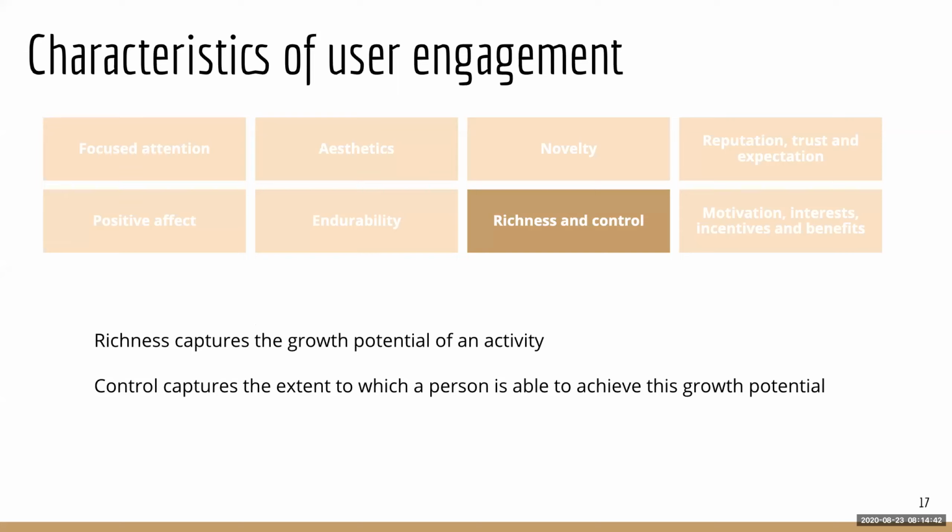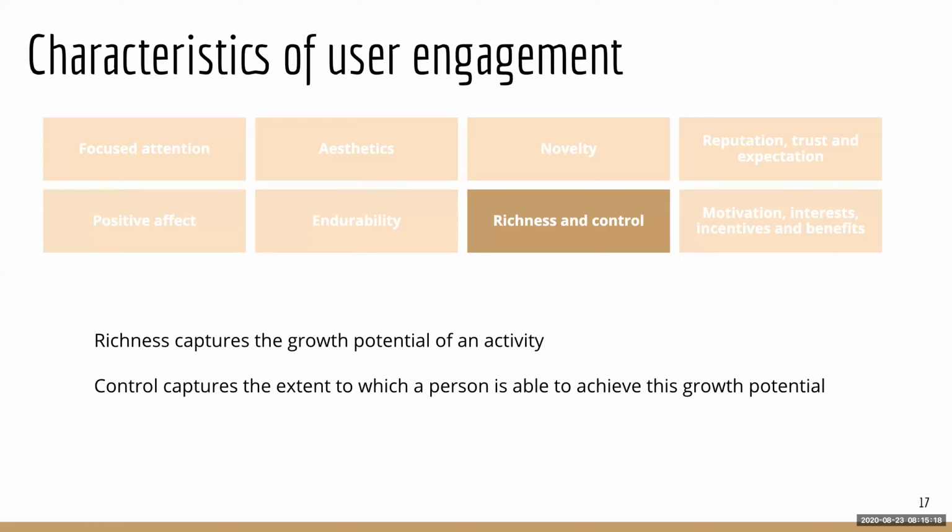Richness and control. Richness captures the growth potential of an activity. Again, users don't want to get bored. If something is not challenging enough, they might just decide to use something else and go elsewhere. If it's too challenging, this is where control comes into account, they give up. This is particularly important in the context of games. It has to be rich, it has to be challenging for users to go up the various levels, but if it's too difficult, they give up.